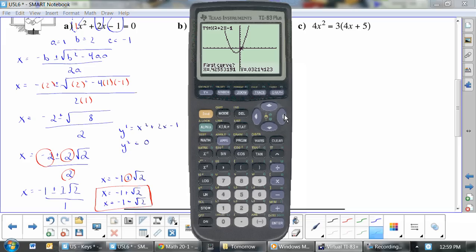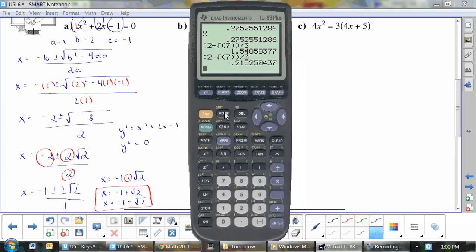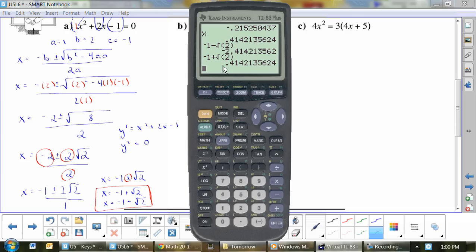Okay? So you can find the intercept and you go, oh, it's 0.414. So I'm going to show you a trick, okay? If you go to second quit and you hit X, that will give you what we found our intercept to be. And then you can go, okay, so -1 minus square root of 2. And then -1 plus square root of 2. So we say, oh, look, it matches. So we know that that is one of our x-intercepts.